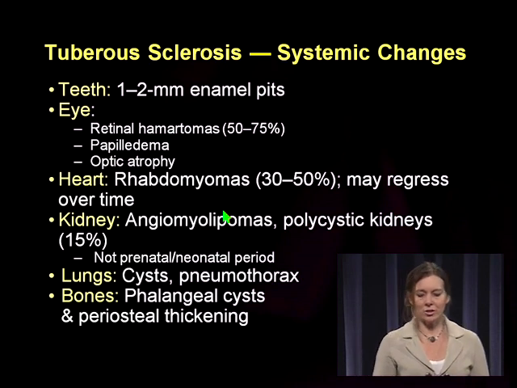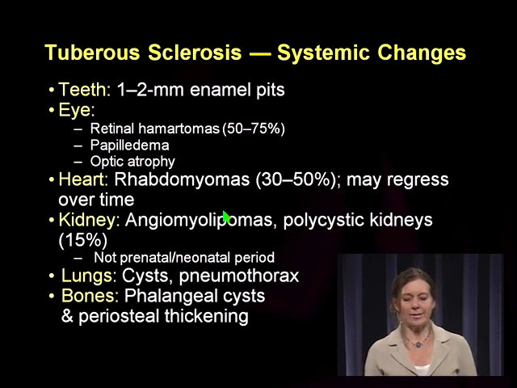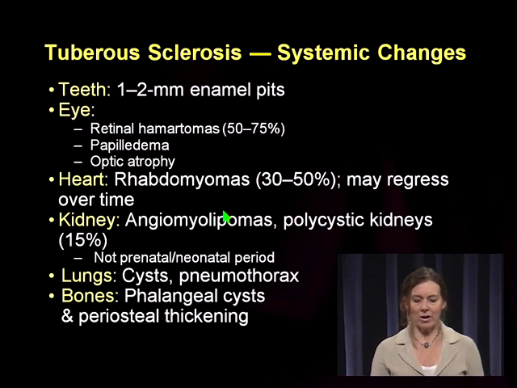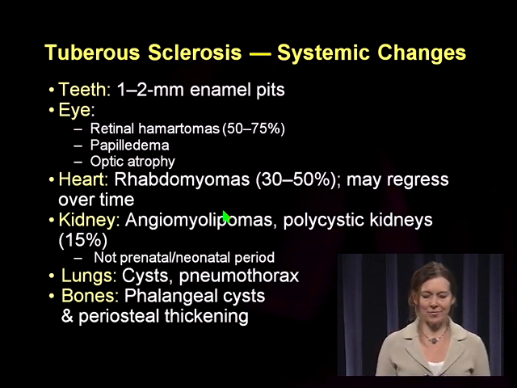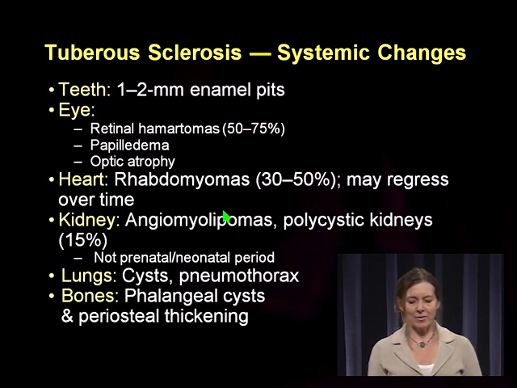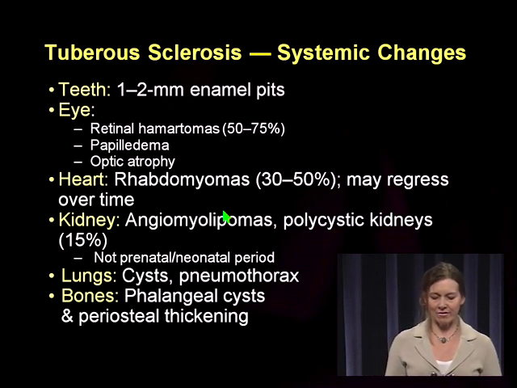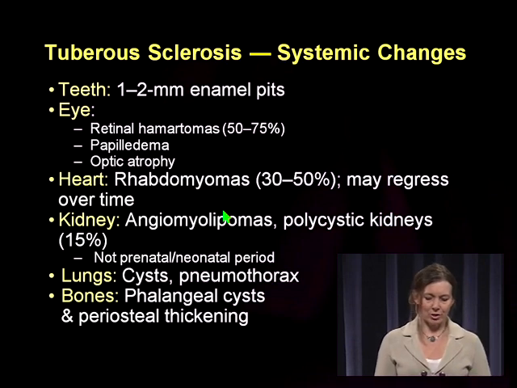For the cardiac lesions, you can get cardiac rhabdomyomas. These tend to be present prenatally or early in life and usually regress over time. The kidney lesions tend to not be present prenatally or in the neonatal period, but tend to develop more over time. And this is more common with the type 2 tuberous sclerosis. They get the polycystic kidneys and the angiomyolipomas, estimated to occur in about 15% of patients. And then rarely you can see pulmonary or bony abnormalities.